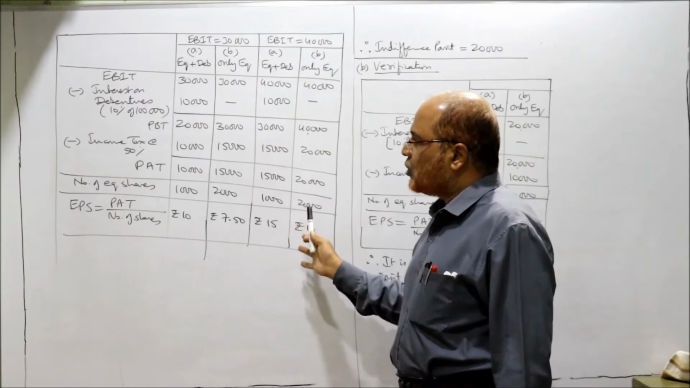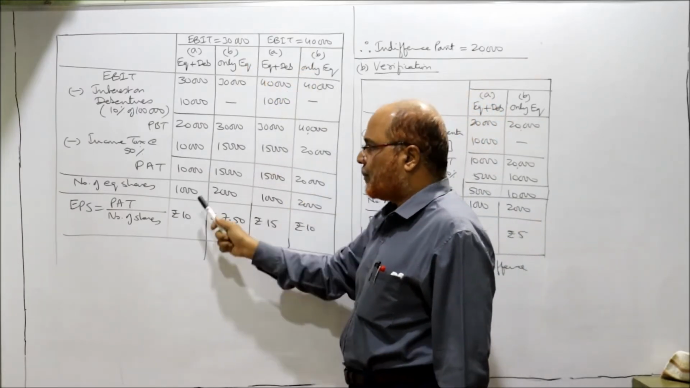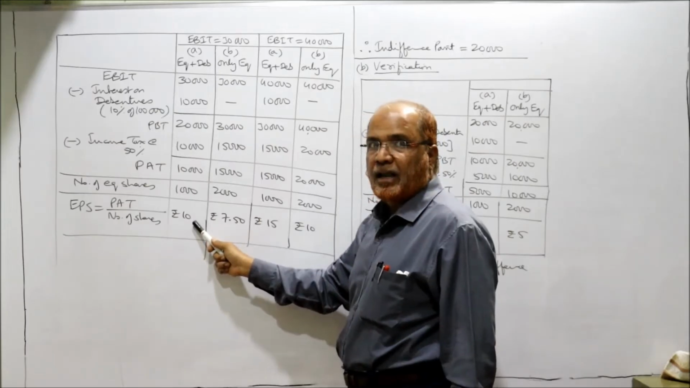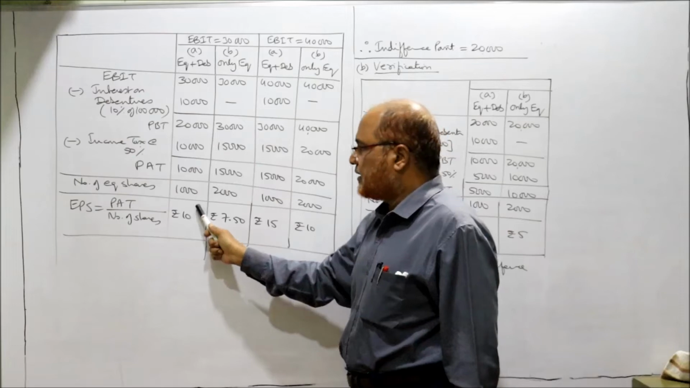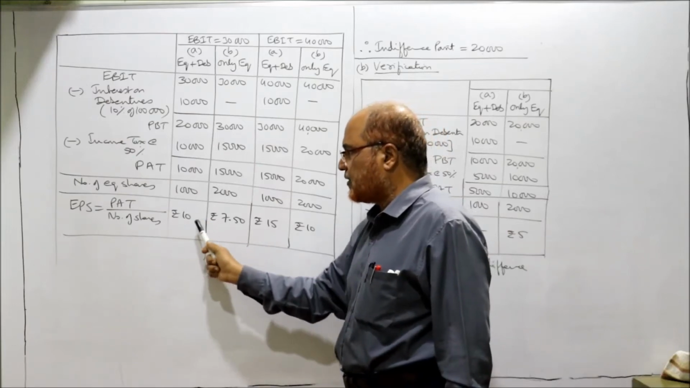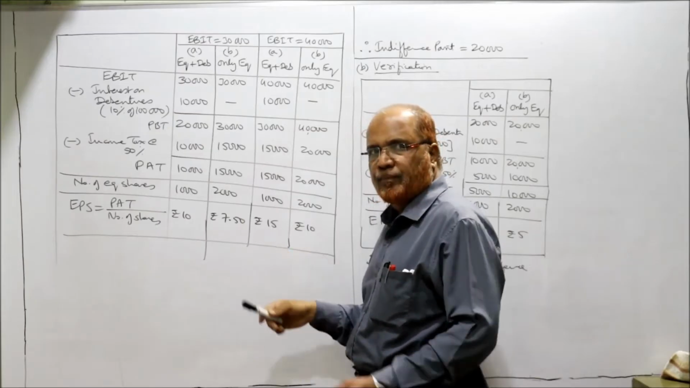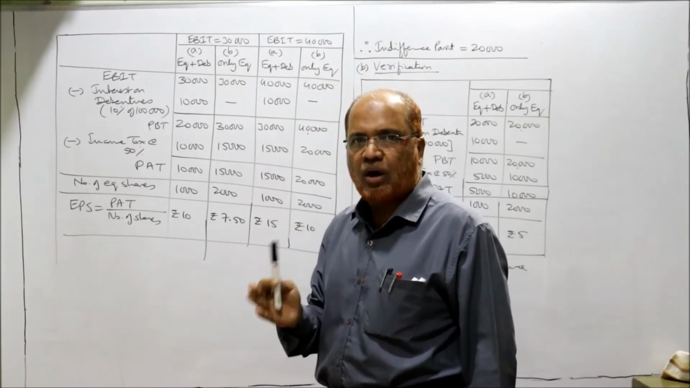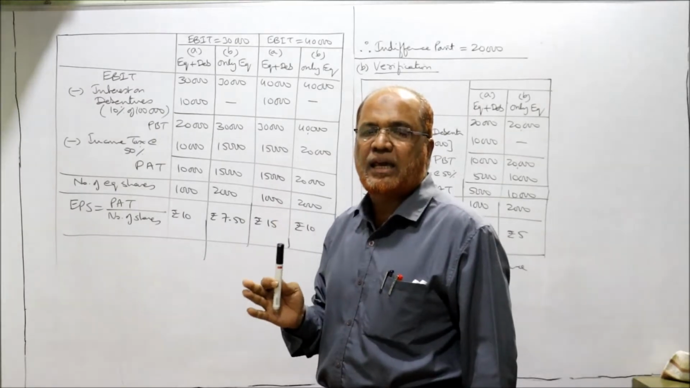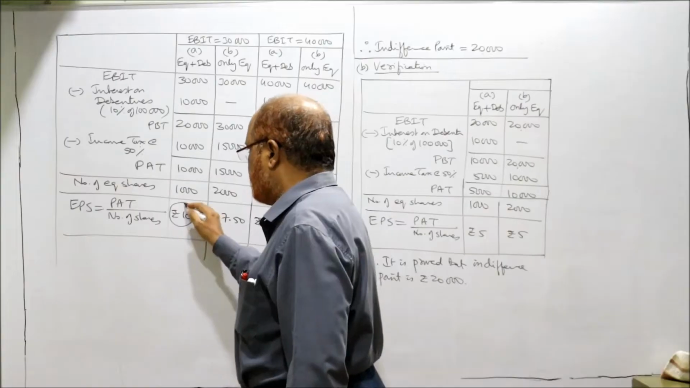तो इन दोनों केसेस में चाहे EBIT 30,000 हो या 40,000 हो, प्लान A is better. प्लान A is better. Equity plus debenture plan is better. यहाँ 10 rupees ज़्यादा है, दोनों में कंपेयर करें तो 10 rupees is more. Here ये दोनों में कंपेयर करें तो 15 rupees is more. So in both cases, whether the EBIT is 30,000 or 40,000, plan A is better. Right? See the next problem, problem number 11.